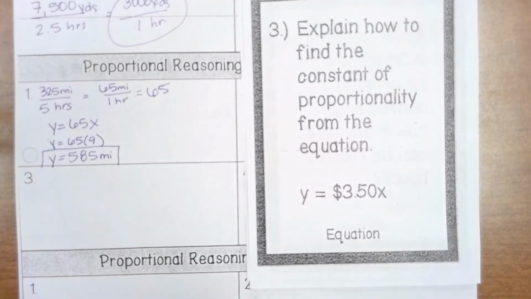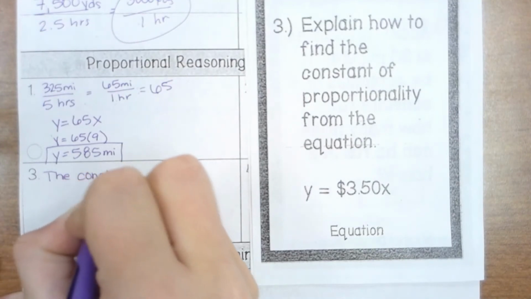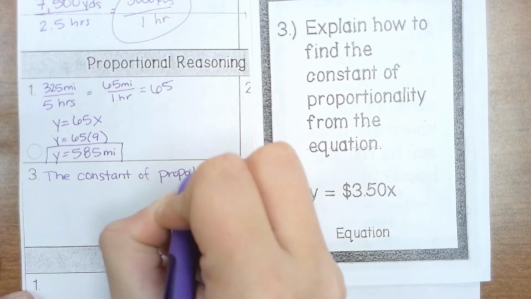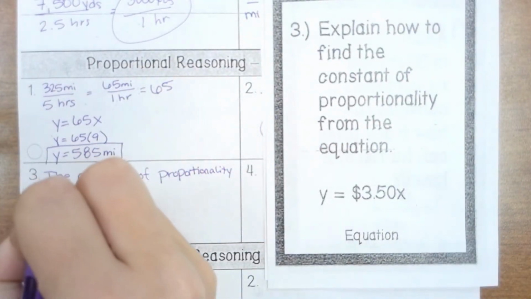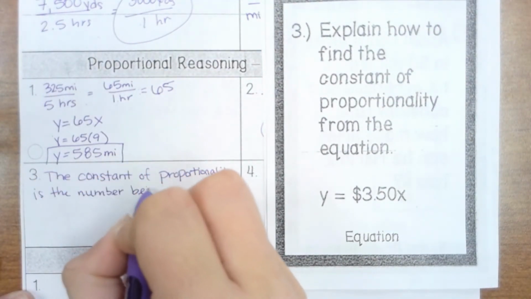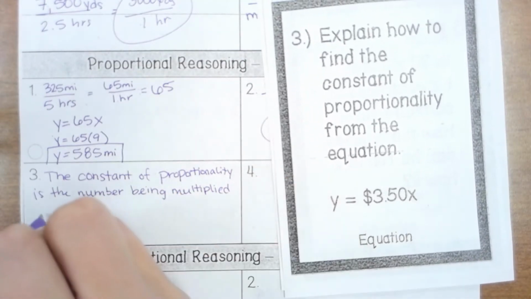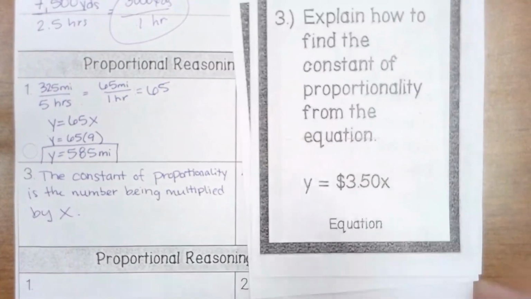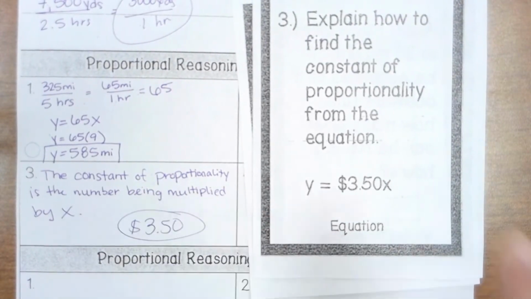So how did we figure that out? So the constant of proportionality is the number being multiplied by x. So in this case, it was the $3.50.